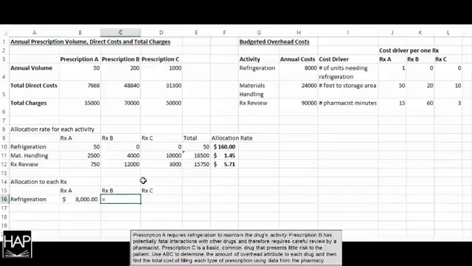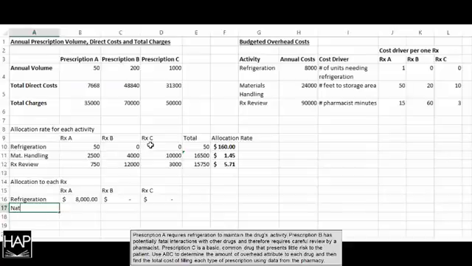If I look at prescription B, the allocation rate is again 160, but multiply that by the number of units needing refrigeration, and it's 0. And then I do the same for prescription C, where I take the allocation rate multiplied by the number of units needing refrigeration, and again it's 0.